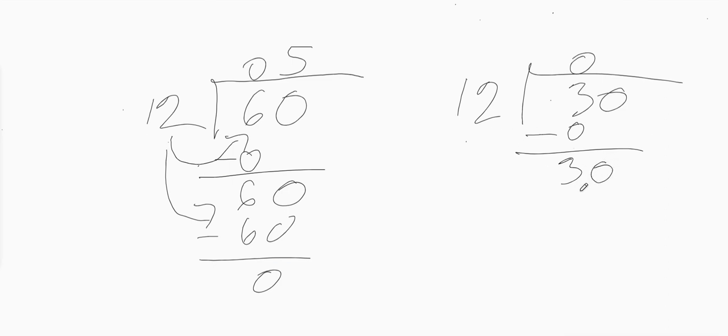12 goes into 30 two times, because it's 12, 24, 36. You don't want to go over 30. So that's 2. 2 times 12 is 24, which is going to leave you with a 6.